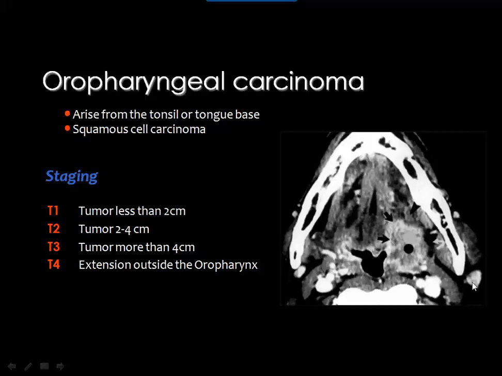Then according to the size of the lesion, we have this very simple staging. The T1 tumor is a tumor less than 2 centimeters in size. From 2 to 4 centimeters, this is T2. More than 4 centimeters is T3. Extension outside the oropharynx is stage 4.